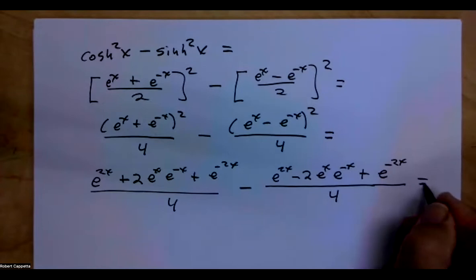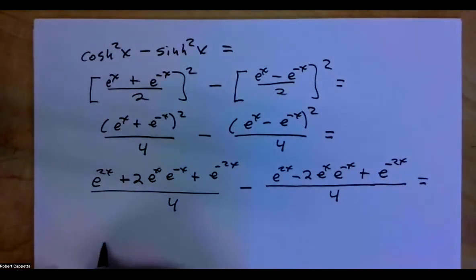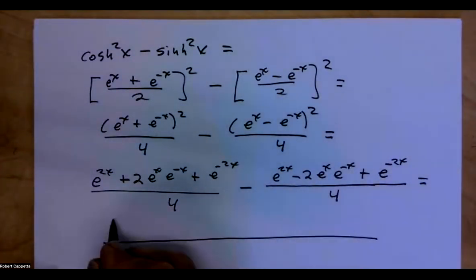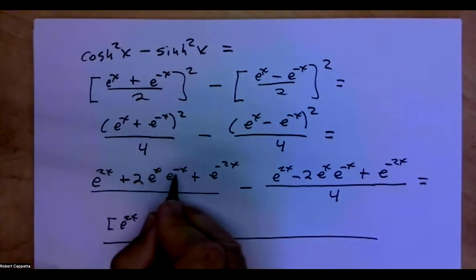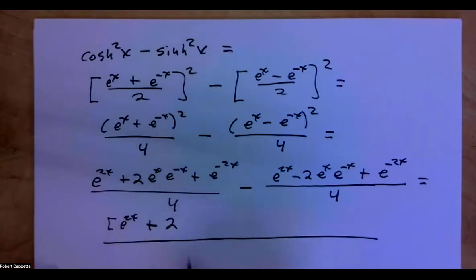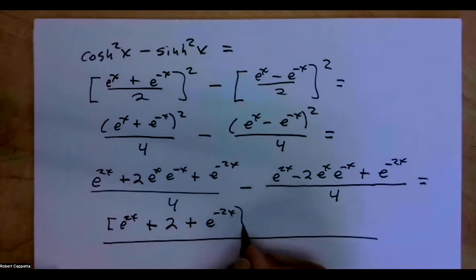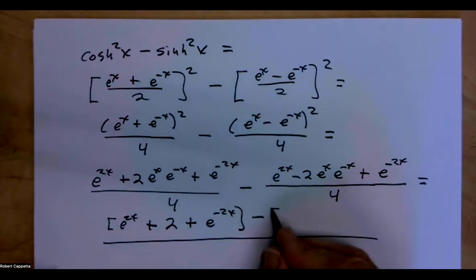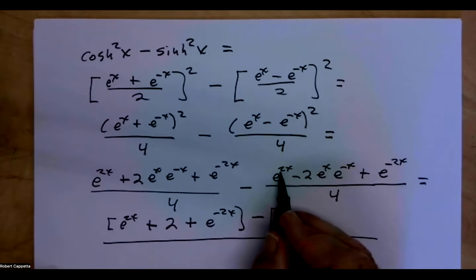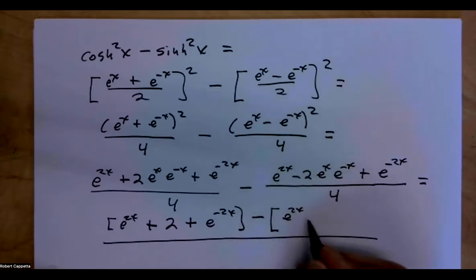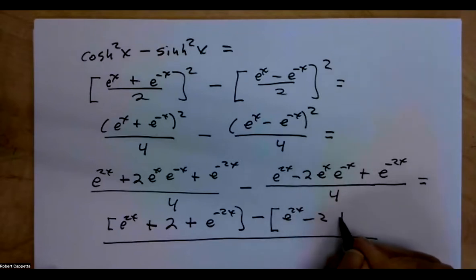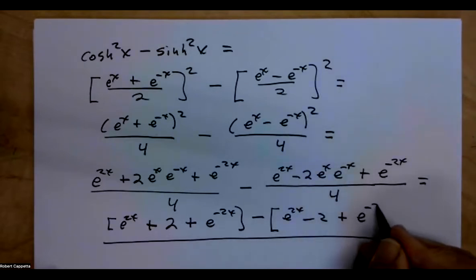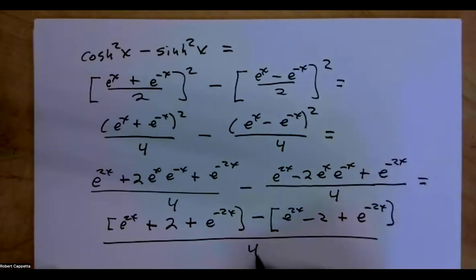So we could make this all over a single fraction. What do we have? e to the 2x plus. Now, e to the x times e to the negative x is e to the 0, or just 1. That becomes 2, plus e to the negative 2x, minus e to the 2x, minus 2 e to the x times e to the negative x is e to the 0, which is just 1, plus e to the negative 2x, all over 4.